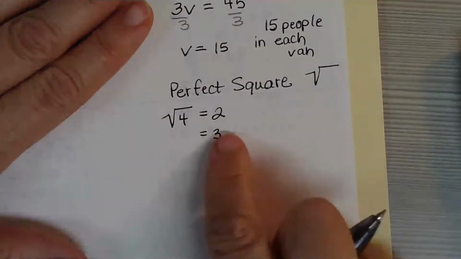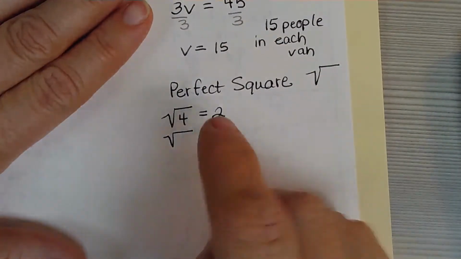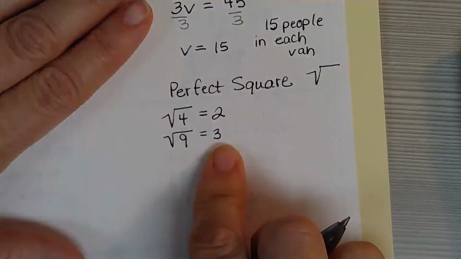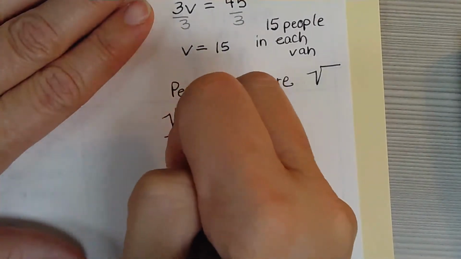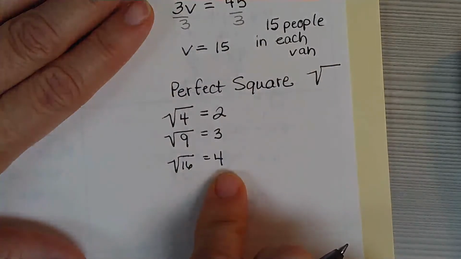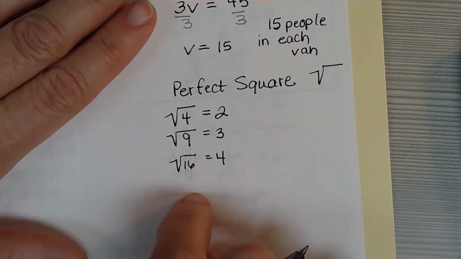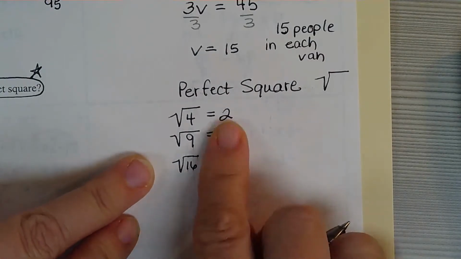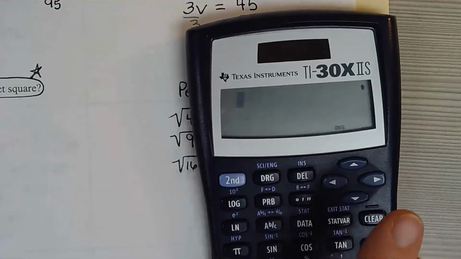If we think about the square root of what number would give us 3, 3 times 3 is 9. The square root of 9 is 3. If we think about what would give us 4, 4 times 4 is 16. The square root of 16 is 4. These are perfect squares, okay? That's what that means, perfect squares. You take the square root of it, it is a whole number. Using your calculator will let you know that.